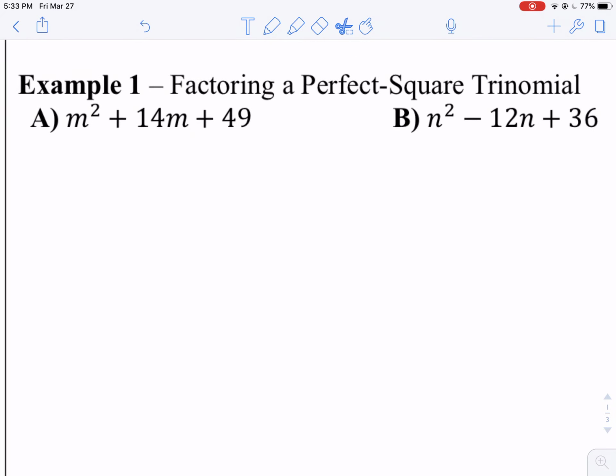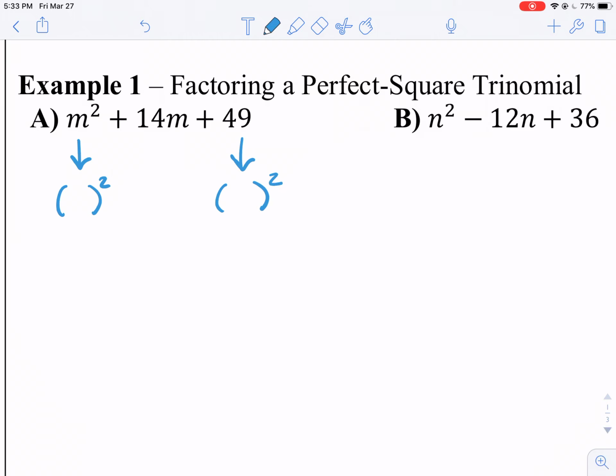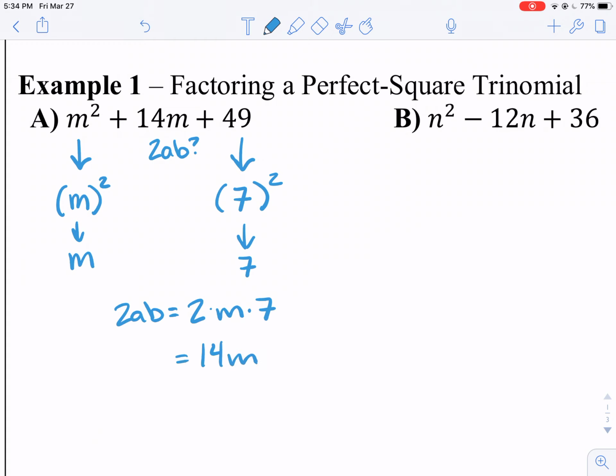So factoring a perfect square trinomial. First, let's check that this is a perfect square. So we're going to write our first term as something squared and our last term as something squared. M squared, well that one's pretty straightforward. That's m squared. And 49 is 7 squared. So the first and last terms are squares. Awesome. Now we want to find out, is our middle term equal to 2ab? Well, our a is m, and our b is 7. So that means 2ab is equal to 2 times m times 7, which is 14m. Is our middle term equal to that? Oh yeah, 14m, sure enough. So this is a perfect square trinomial.